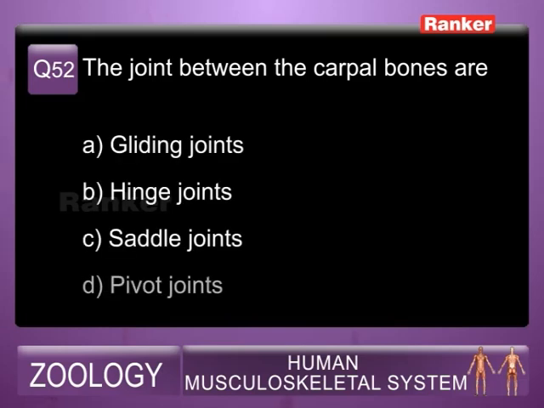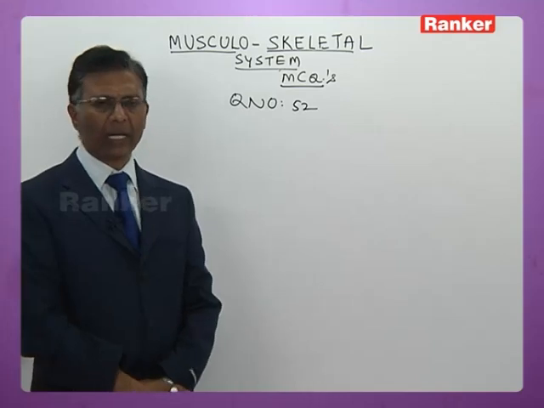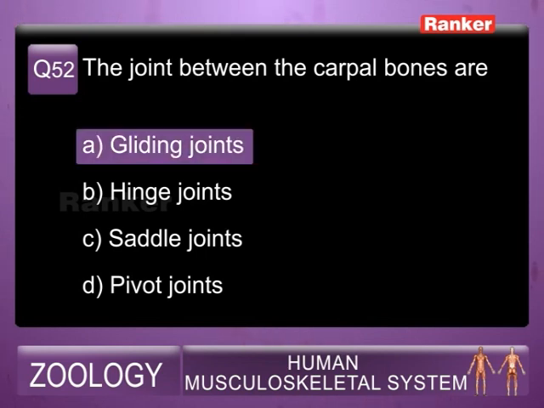The joint between carpals is A, gliding joint, B, hinge joint, C, saddle joint, D, pivot joint. The joint between carpals is the gliding joint, which is also called arthrodia. So the answer for this is A, gliding joint.